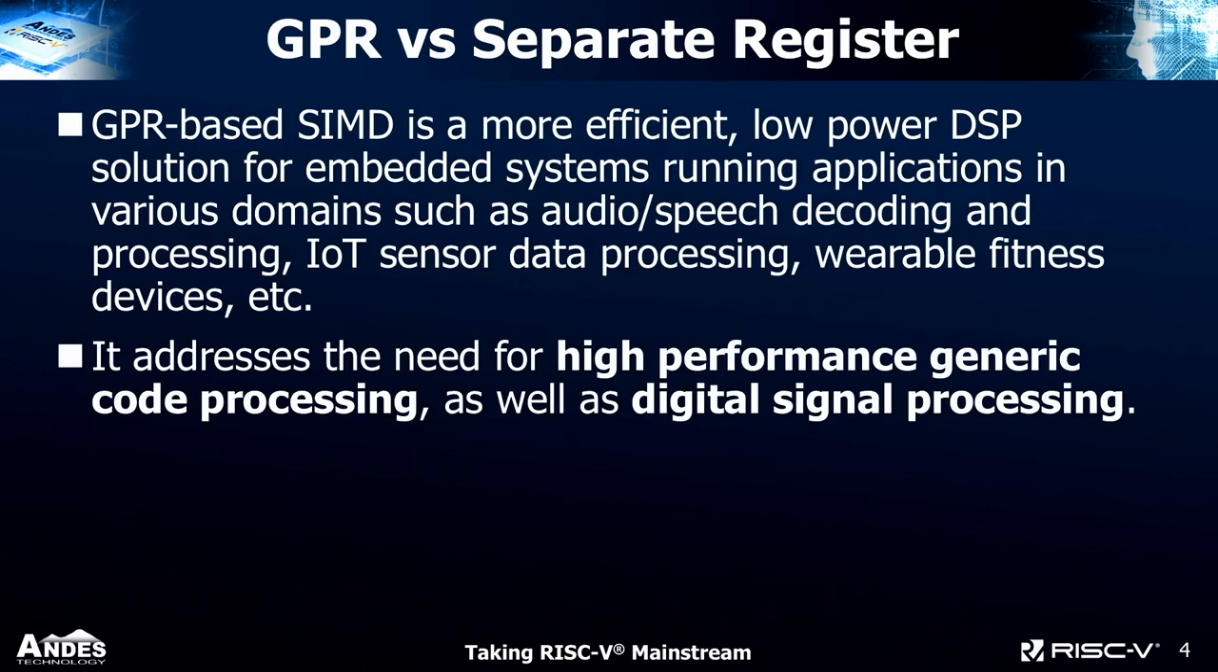And why use GPRs instead of separate registers? Because we think that GPR-based SIMD instructions are a more efficient, low-power DSP solution for embedded applications, especially for audio, speech, some IoT sensor data applications, and also recently for some lightweight neural network applications. We think it addresses the need for high-performance generic code processing as well as digital signal processing.